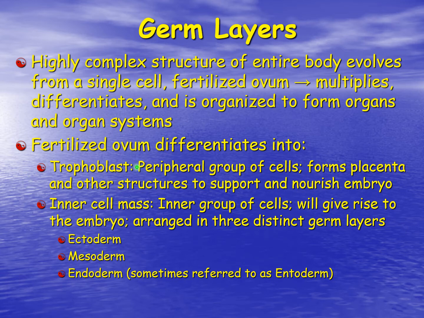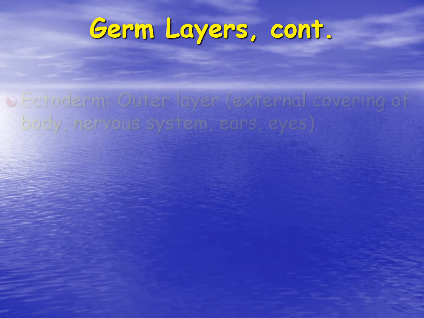This differentiation into the trophoblast and the embryo actually occurs at the 32 cell stage of germination. So the zygote undergoes mitosis and one cell becomes 2, 4, 8, 16. When we go from 16 to 32 cells, some of those 32 cells become the trophoblast, some will become the embryo and differentiate into the 3 germ layers.